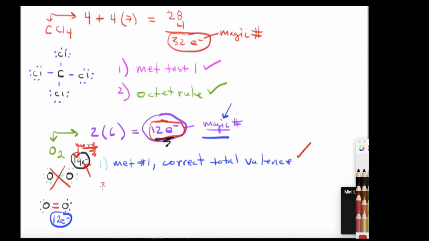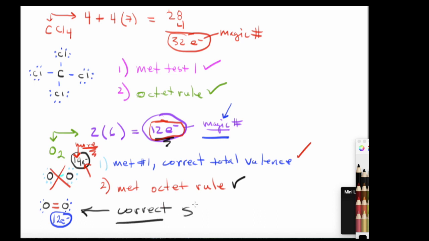All right, and now step number 2. We confirm that we've got 8 electrons around both oxygens. So we have 2, 4, 6, 8. Then we have 2, 4, 6, 8. So we met the octet rule. So this is the best structure. It's the correct structure. That's how we get to the correct structure.